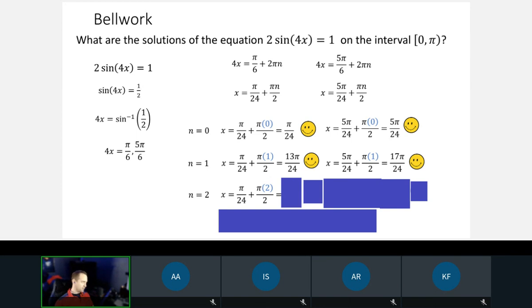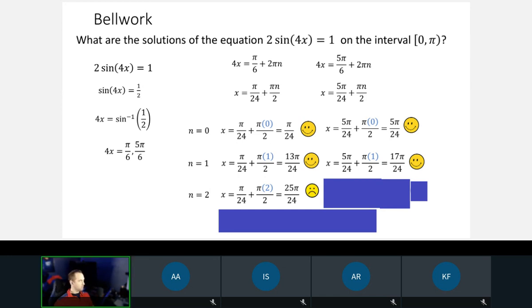We type that in, we hit enter, and we get 25 pi over 24. The question now is, again, is this number between 0 and pi? The answer is no. So 25 over 24 is like 1.02 pi, which is greater than 1 pi. It's slightly larger. So the answer is no. So that's a sad face.